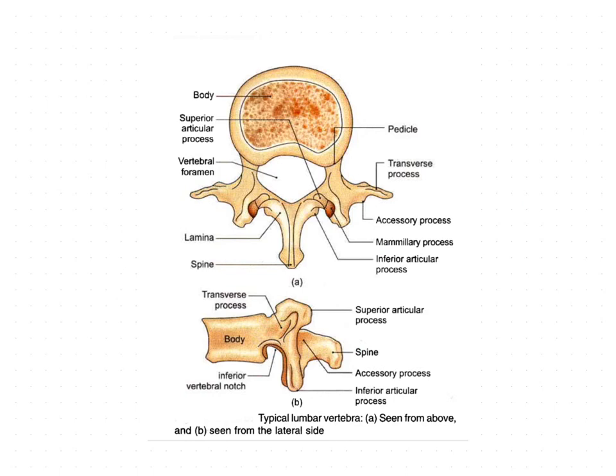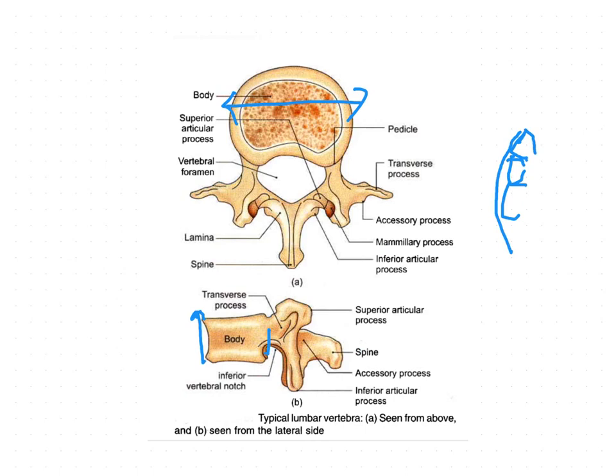The body is large and wider from side to side, and the height of the body is slightly greater in the anterior aspect than the posterior. Because of this difference in height, it contributes to the forward convexity of the lumbar vertebrae. So because of this increase in size, it increases the anterior convexity of the lumbar spine.